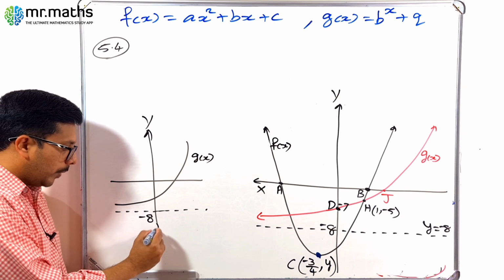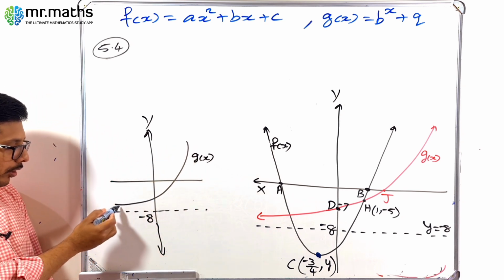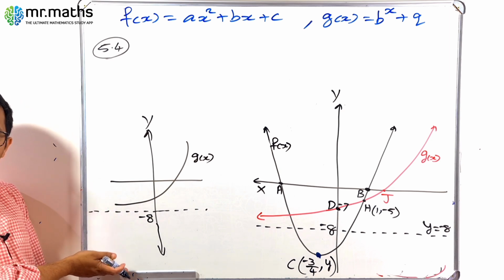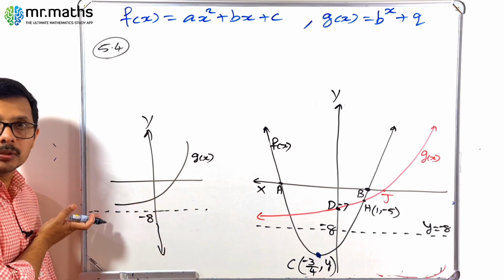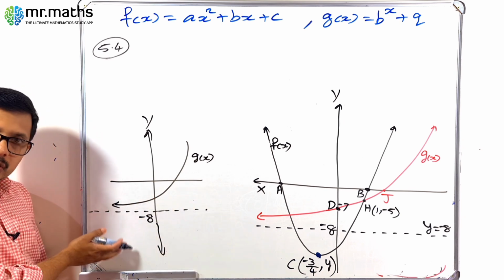So my question is, is it possible for this g of x to cross this asymptote below minus 8? No. Am I right? This is the asymptote, this is the border. Don't cross the border. So this g of x never crosses this border.